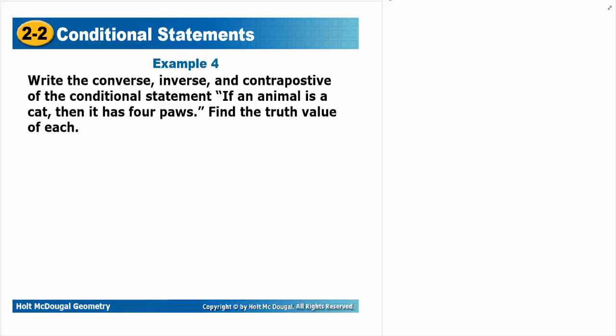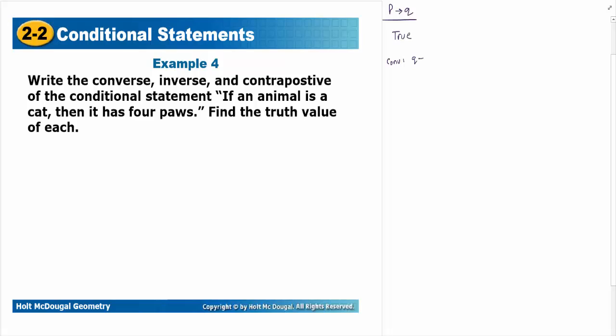Let's do another color here. Alright, we're going to do original statement, if P then Q. Okay, we already have that written, so I'm not going to write it again. So in this case, if an animal is a cat, then it has 4 paws. That is a true statement. Cats have 4 paws. Now I'm going to do the converse.